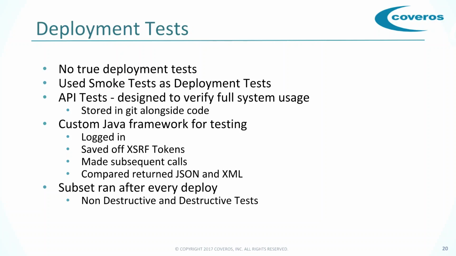A subset of all these API tests ran after every single deploy, and we broke out these API tests into our destructive and non-destructive tests. Again, we wanted to make sure the system was up as quickly as possible, and we also didn't want to necessarily break anything in the system. So we called our non-destructive tests our smoke tests, and we called our destructive tests our full set of API tests. The smoke tests were really just a subset of our API tests.